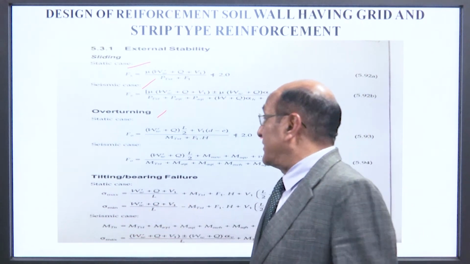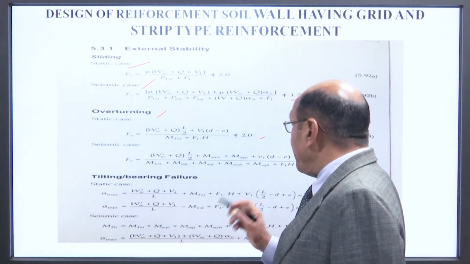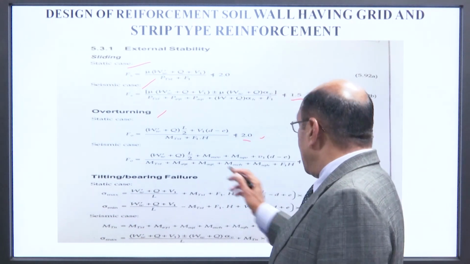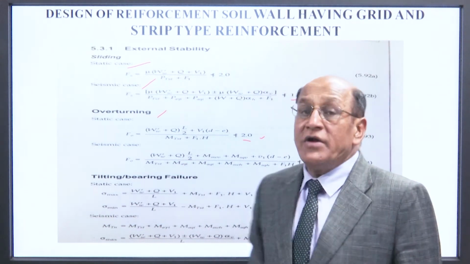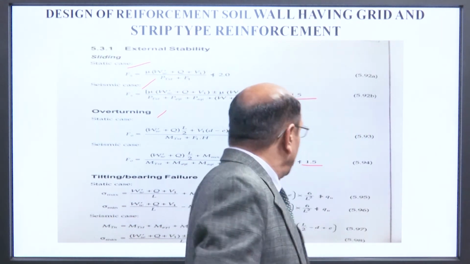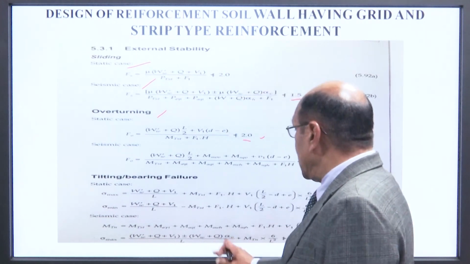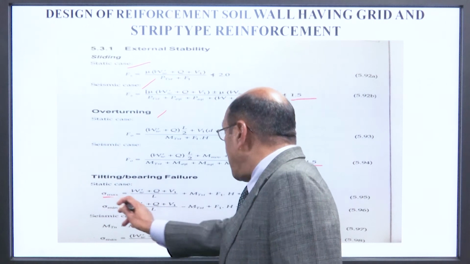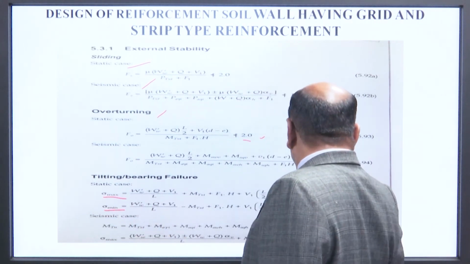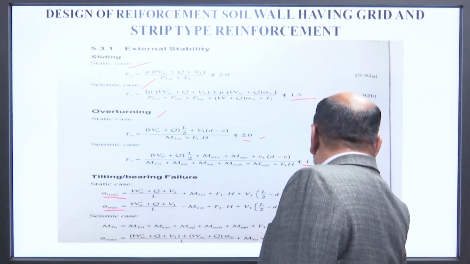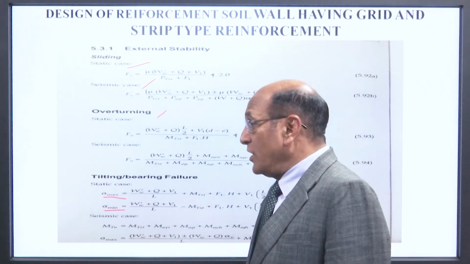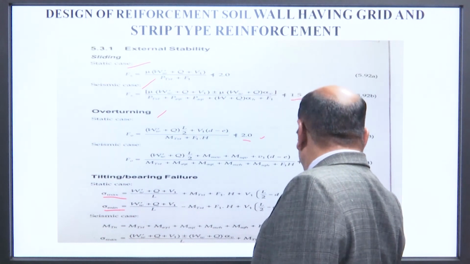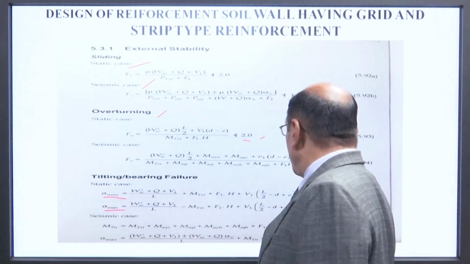So it is different. For overturning, F0 should be greater than 2 and for the seismic case F0 should be greater than 1.5. Now tilting and bearing failure, we can calculate sigma maximum and sigma minimum, and that should be less than QU, or the Q maximum should be less than QU.